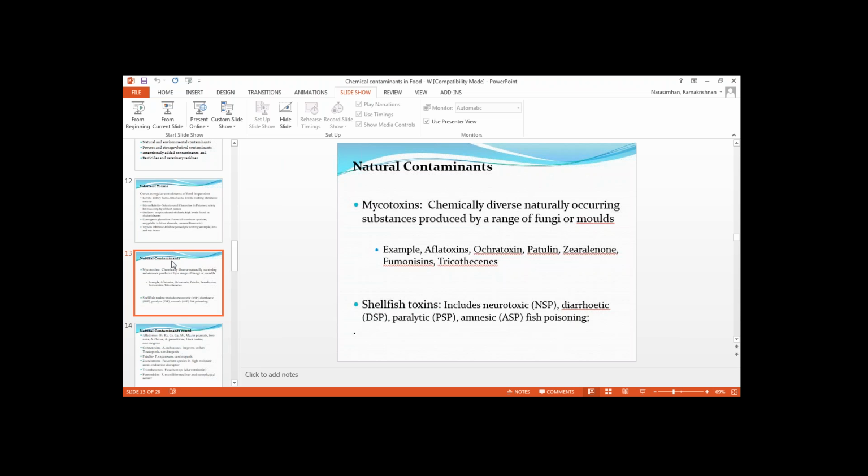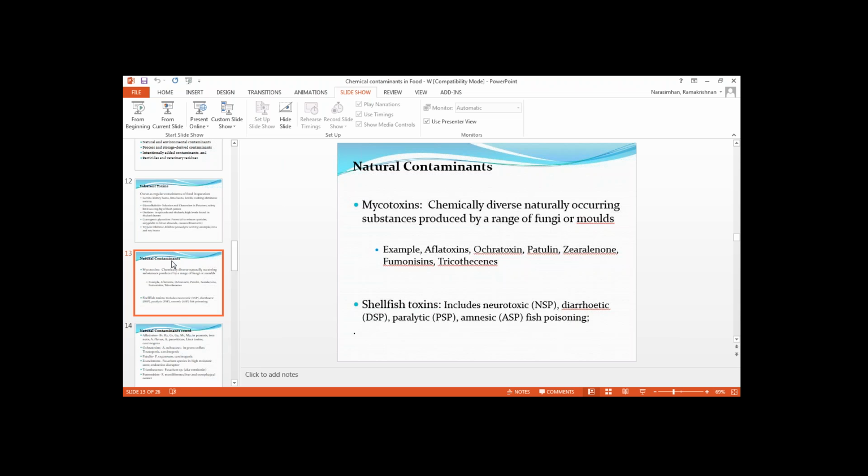The mycotoxins of interest here are mainly produced by three mold species: Aspergillus, Penicillium, and Fusarium. These are mainly storage molds affecting commodities such as nuts, dried fruits, and cereals. Basically improper storage practices, etc. Let me get into the details of individual mycotoxins. The first one is aflatoxins.